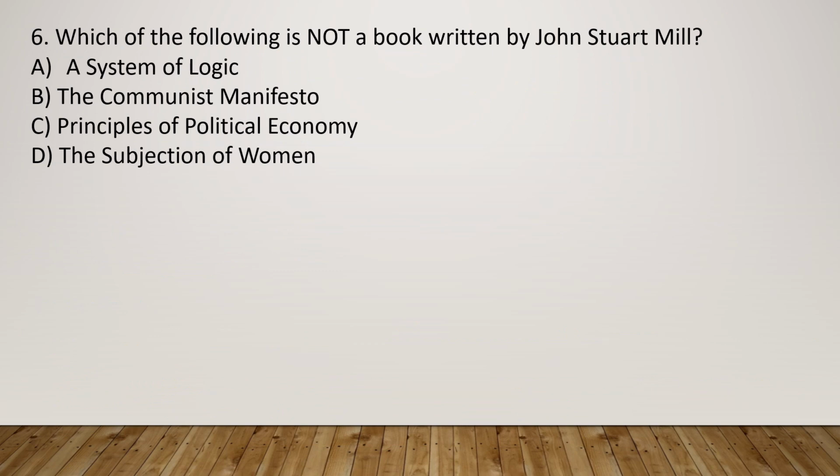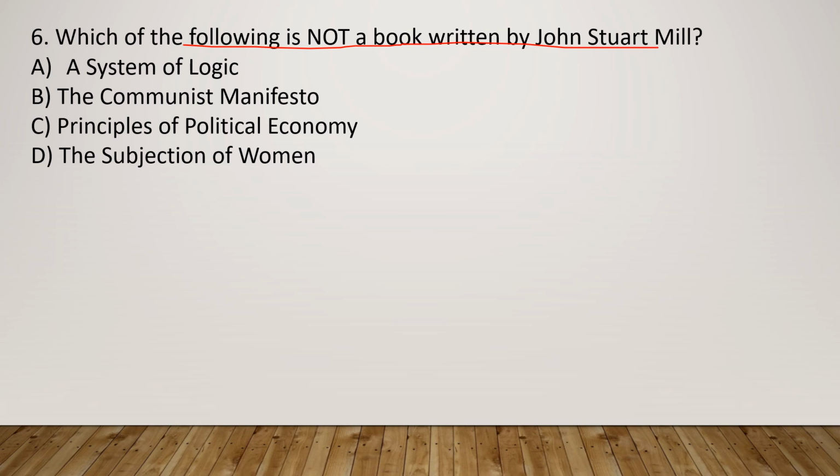Which of the following is not a book written by John Stuart Mill? For solving these type of questions, you must know about the books written by the particular thinkers so that you can easily identify the odd one. Sometimes it is also asked to identify the book written by the particular thinkers. So if you know the works of the particular thinkers, then you can easily identify the similar one as well as the odd one. Let us see the options one by one.